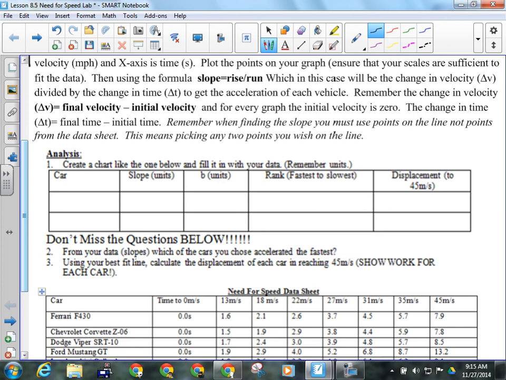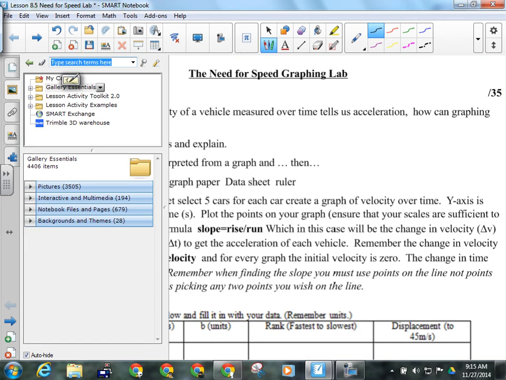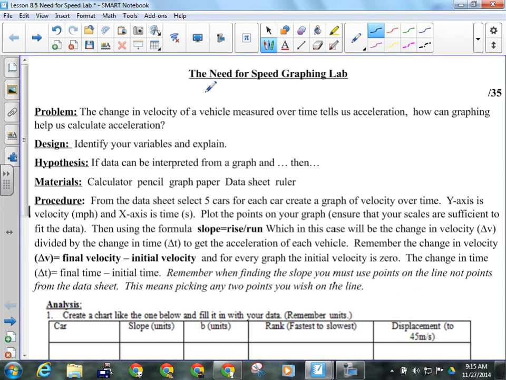Sorry, I missed the hypothesis. I forgot to do the hypothesis. For our hypothesis, we have to talk about essentially how we can get the acceleration of a car from this kind of graph.